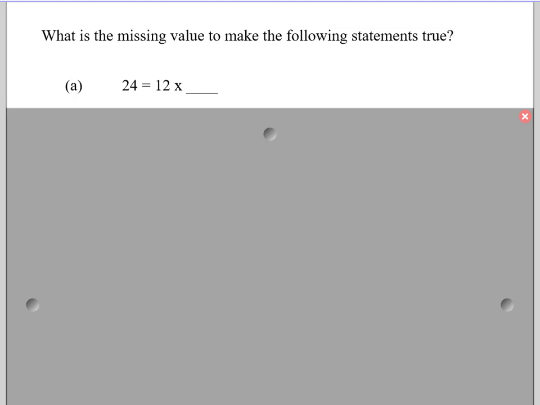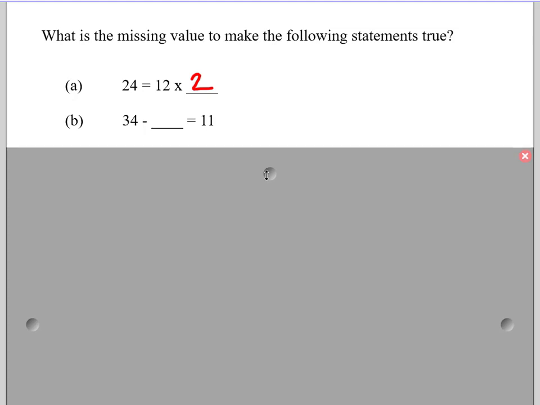Okay, and I'm going to take you through the next few questions here, and you might get really frustrated on these. Stay with me. I'm going to show you a technique by the time we're done that will make all of these significantly easier. Okay, so what is the missing value to make the following statement true? 24 equals 12 times something. Okay, and I've put a little dash there for the something. So the missing value that has to go in here would have to be a 2. Okay, 12 times 2 is 24.